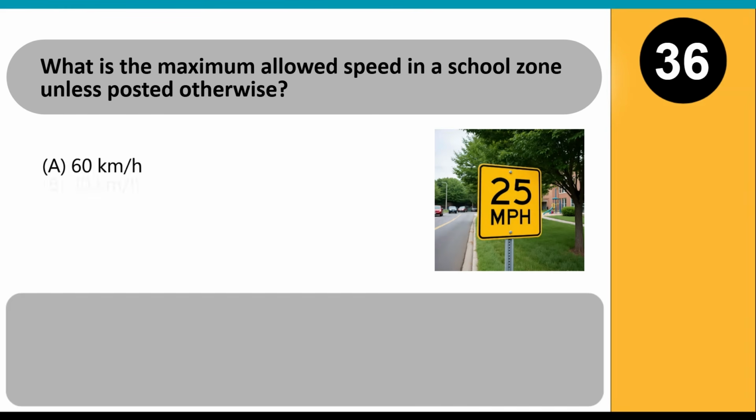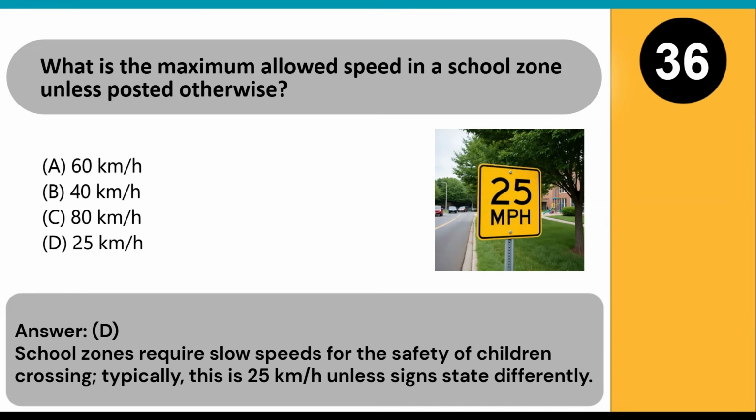What is the maximum allowed speed in a school zone unless posted otherwise? A. 60 km per hour. B. 40 km per hour. C. 80 km per hour. D. 25 km per hour. Answer: D. School zones require slow speeds for the safety of children crossing. Typically, this is 25 km per hour unless signs state differently.